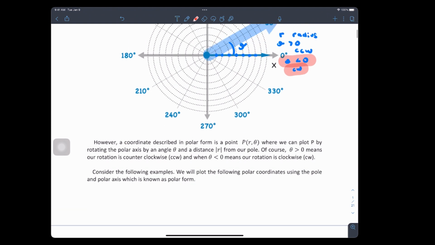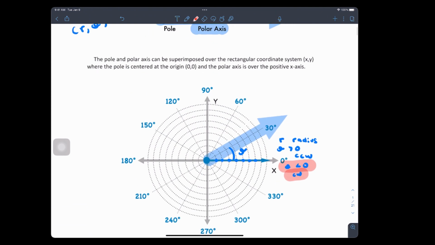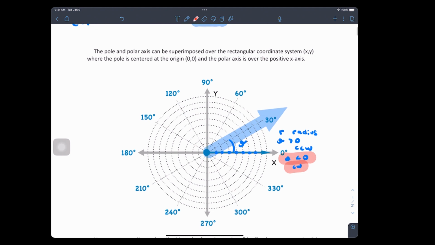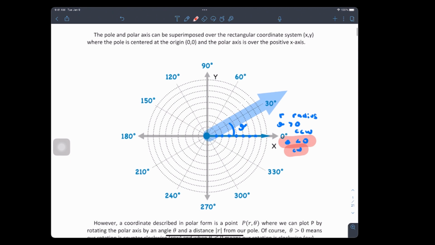So, some of my notes, here's what I described technically on that. We say, okay, the pole and polar axis can be superimposed in a rectangular coordinate system where the pole is centered at the origin and the polar axis is over the positive x-axis. This is what you guys are seeing here in this picture. So I'm tapping into what we already did with what's new.